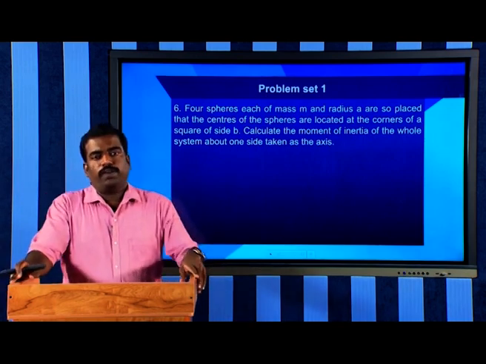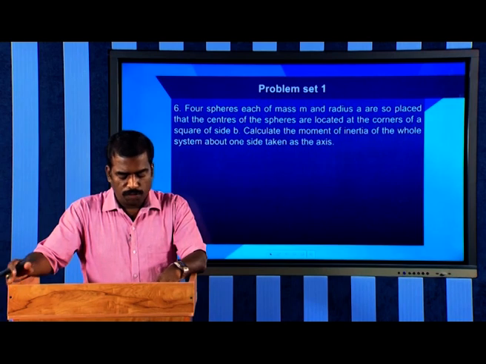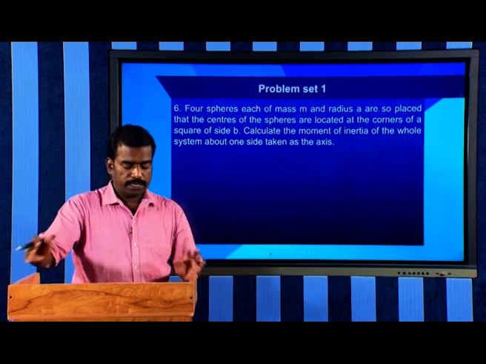This is also a very important one. We have 4 spheres, each of mass m and radius a, so placed that the centers of the spheres are located at the corners of a square of side b. Calculate the moment of inertia of the whole system about one side taken as the axis. Just imagine that figure.